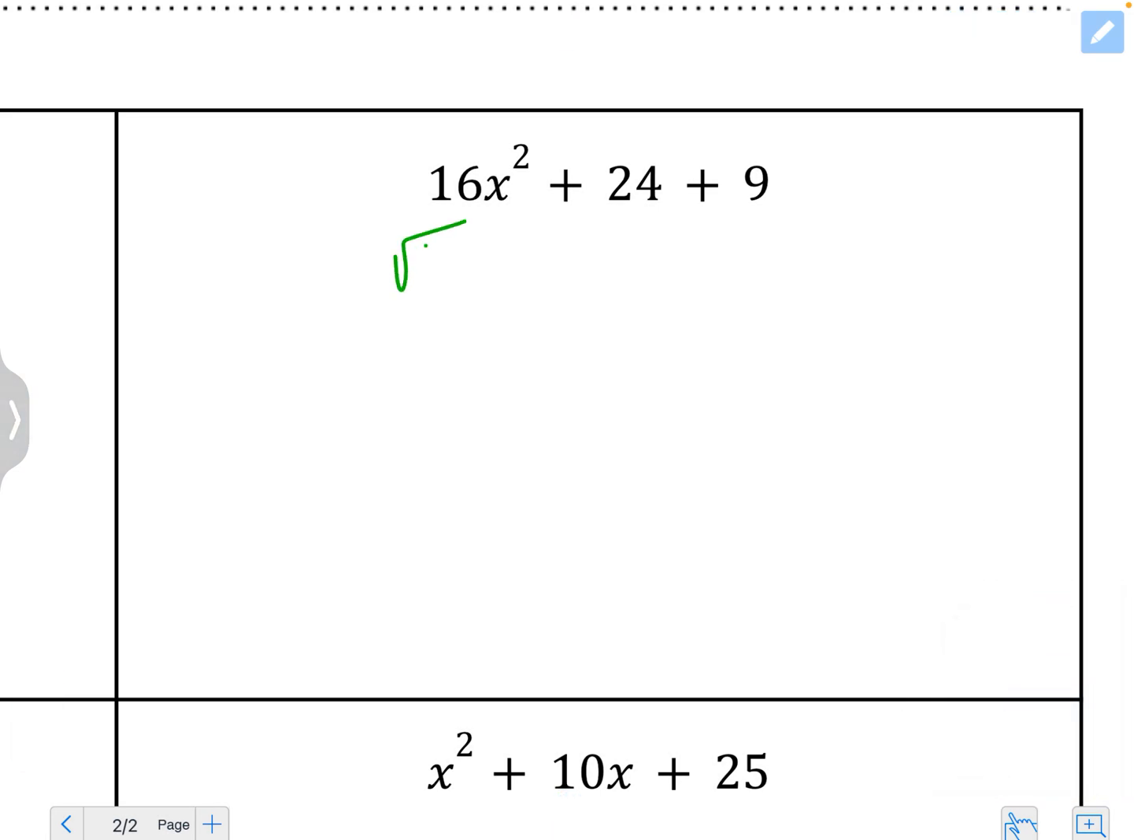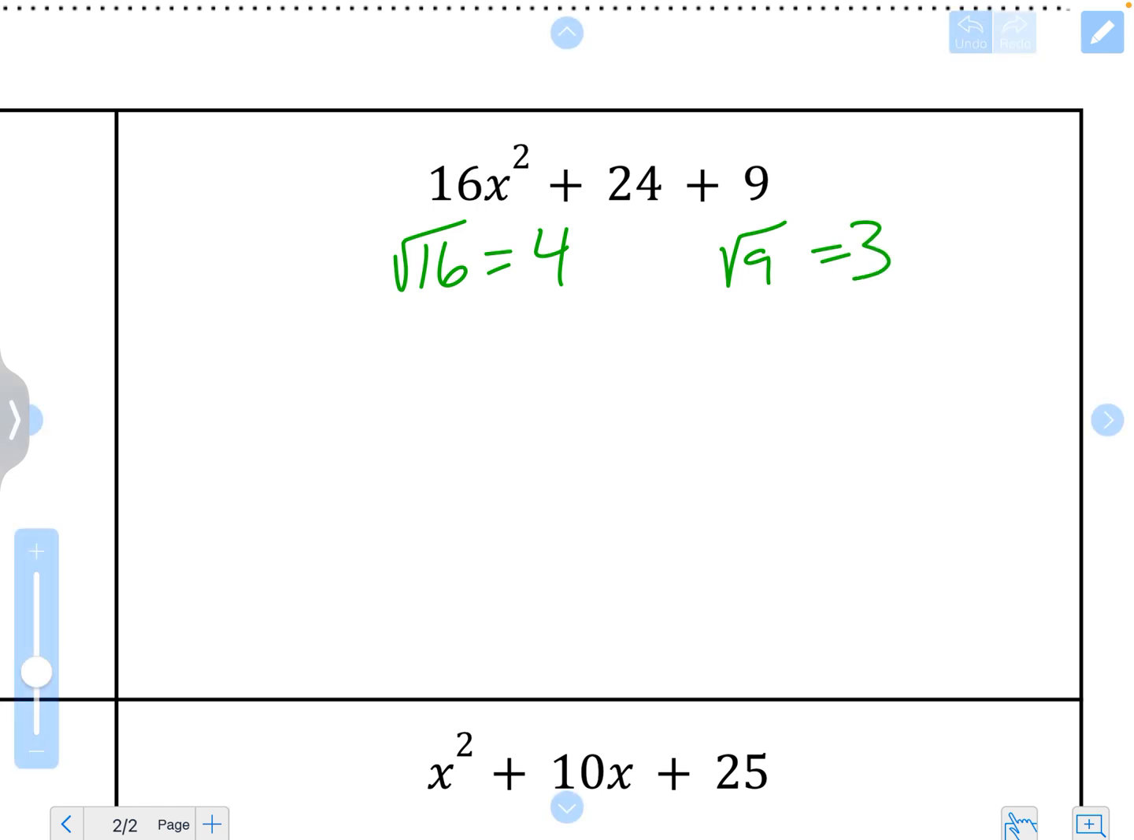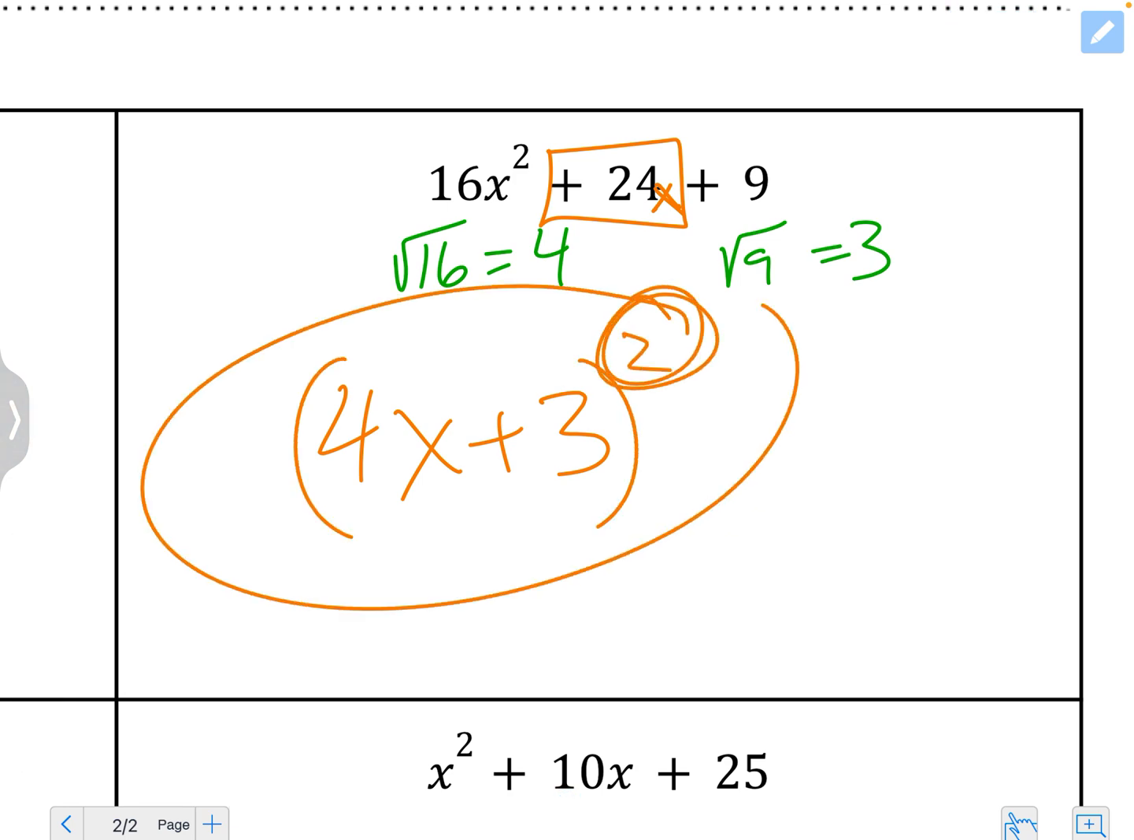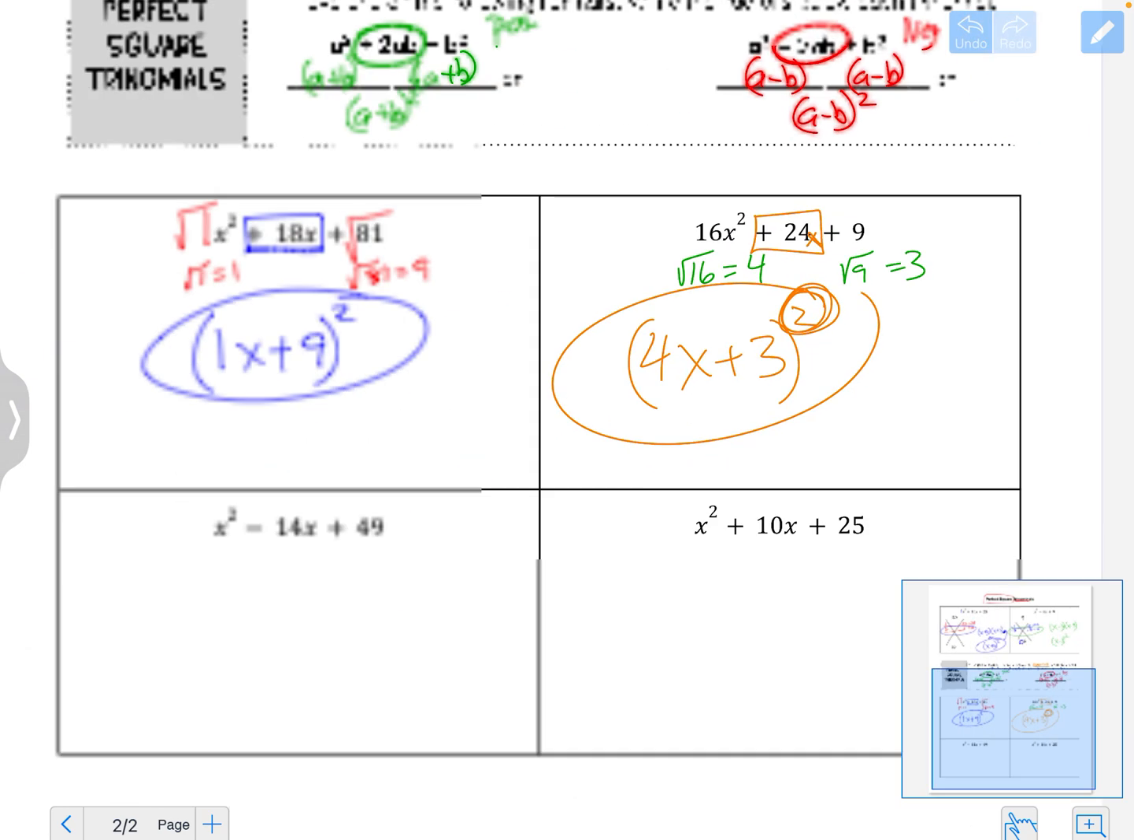So I'm going to take the square root of the first number. I'm going to take the square root of the last number. So that's 4, and that's 3. So I'm going to write down my x. I'm going to put the 4 in front. I'm going to check, I should have had an x there. I'm going to check my second term. It's positive, so I write down positive, and then I write down my last number. Do not forget to write that square, because if you don't write that square, it is not correct.